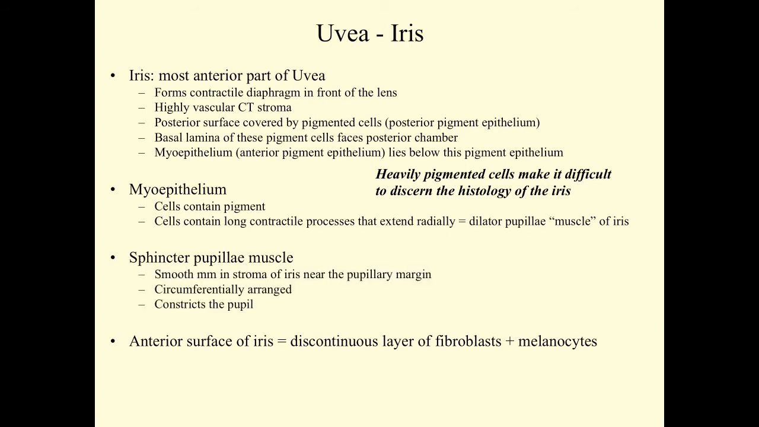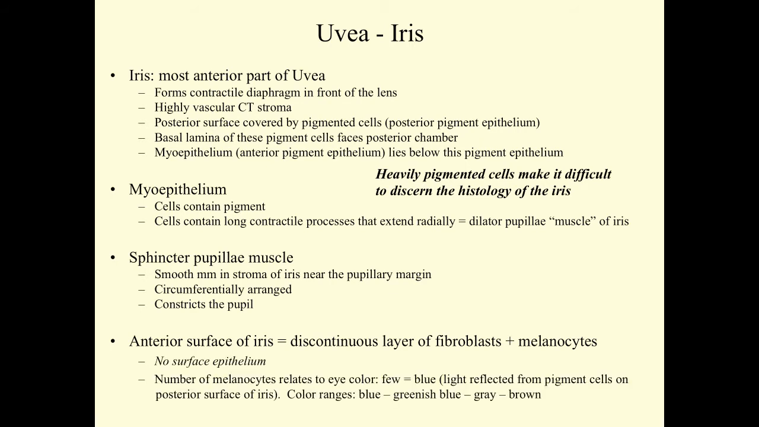The sphincter pupillae muscle is a true smooth muscle. It's in the stroma of the iris near the pupillary margin. The sphincter pupillae is circumferentially arranged bundles of smooth muscle, and it contracts the pupil. The anterior surface of the iris is a discontinuous layer of fibroblasts plus melanocytes. There is no surface epithelium on this portion of the iris. This is unusual. No surface epithelium.